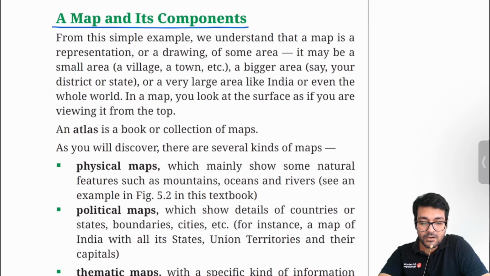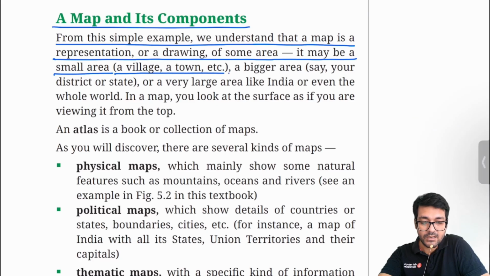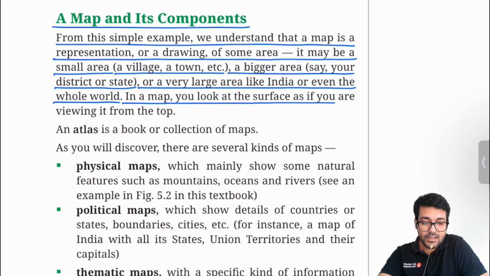A map and its components. From this simple example, we understand that a map is a representation or a drawing of some area. It may be a small area, a village, a town, etc., a bigger area, say your district or state, or a very large area like India or even the whole world. In a map, you look at the surface as if you are viewing it from the top.